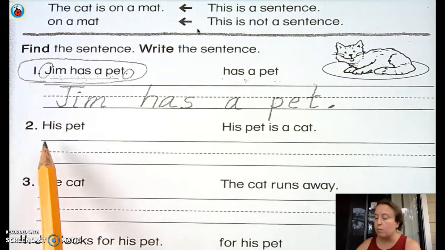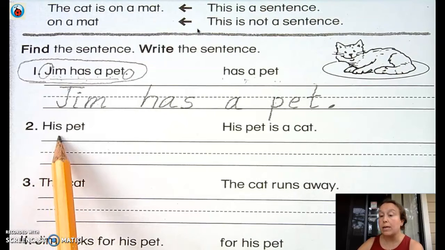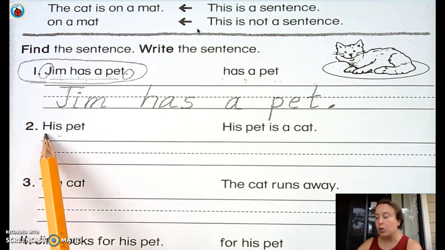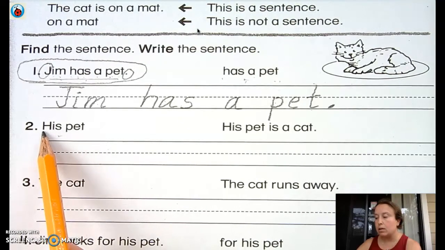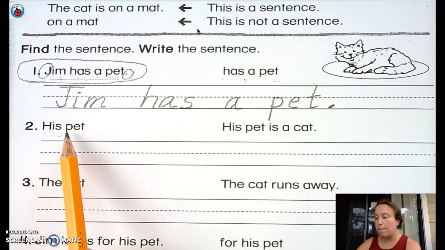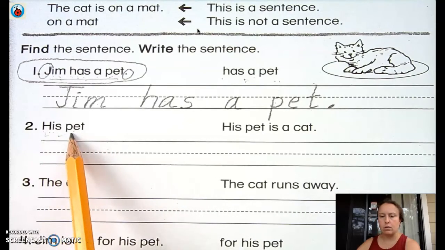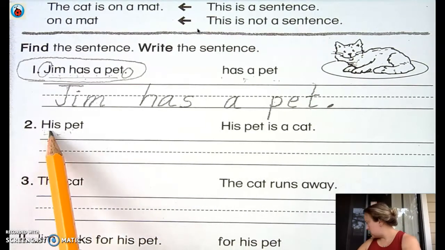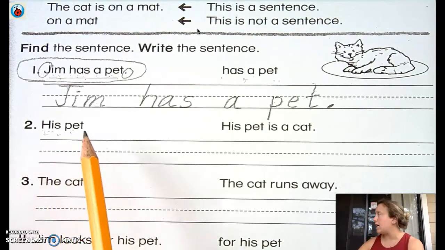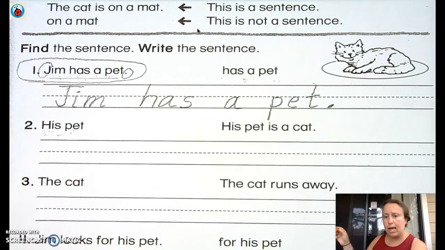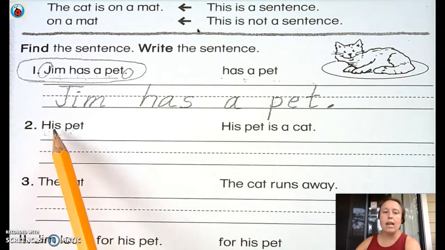Okay, so now let's look at number 2. So this one is trying to trick us. Can you read these 2 words for me, please? Is his pet. His pet. His pet what? His pet iguana? His pet snake ate the mouse? I don't know. His pet what? His pet goose is sleeping on the cat tower? Yes, he is. He's over there sleeping on the cat tower. So we do not have a complete thought here.